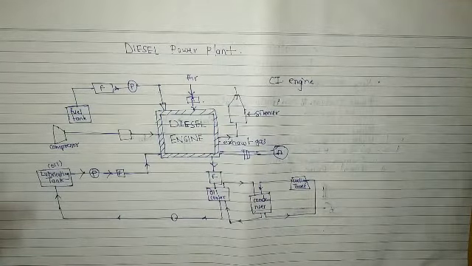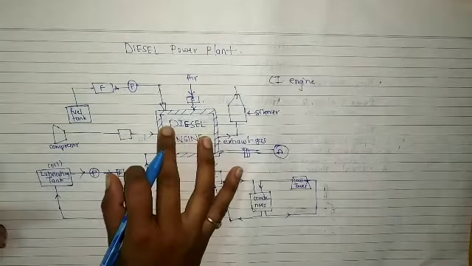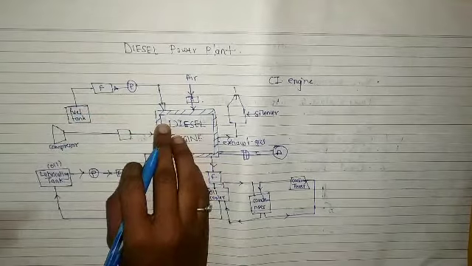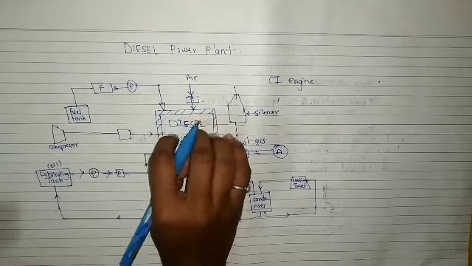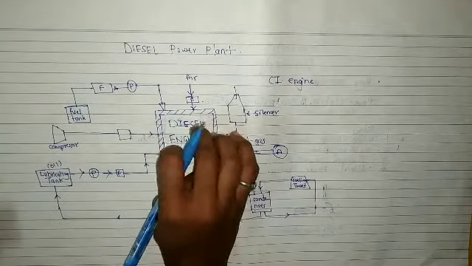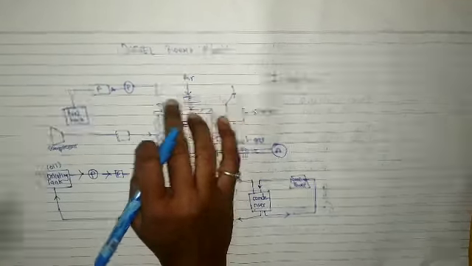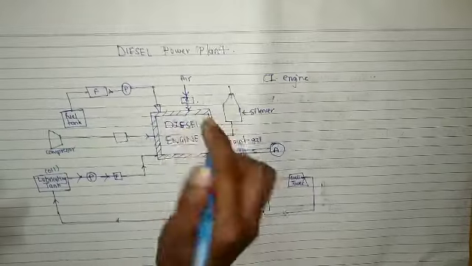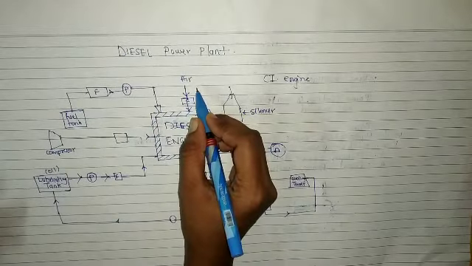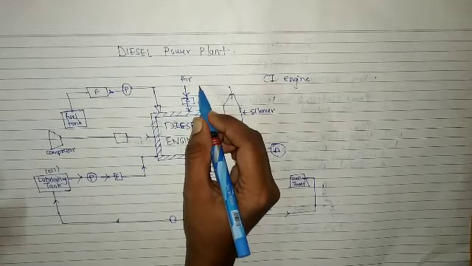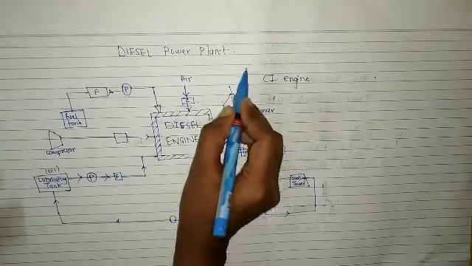Now, what do we require to burn the diesel? We require fuel and we require air. When these two things are there, then our diesel engine will work. So we require air and we require the diesel. From here we intake the air, right? So the required air is taken from the atmosphere.